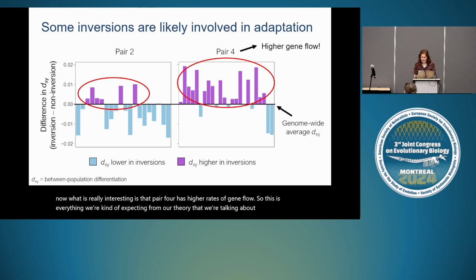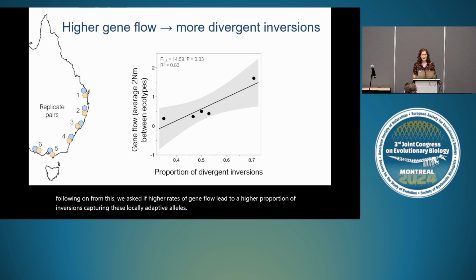So following on from this, we asked if higher rates of gene flow lead to a higher proportion of inversions capturing these locally adaptive alleles. And that is exactly what we found. So here we see that higher rates of gene flow between the ecotypes of a pair lead to a greater proportion of inversions having high DXY.